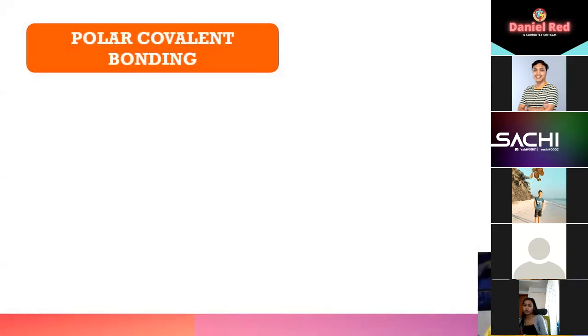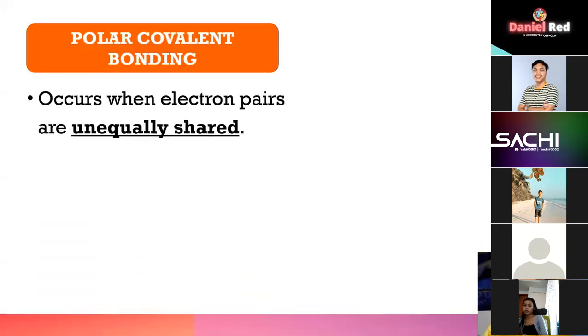So the first type of covalent bonding is what we call polar covalent bonding. But what is happening in polar covalent bonding? In polar covalent bonding, this occurs when electron pairs are unequally shared. So how will we determine if atoms are unequally shared with each other?